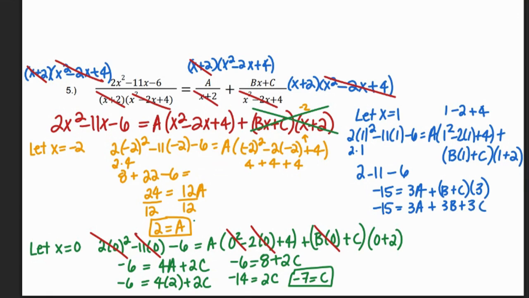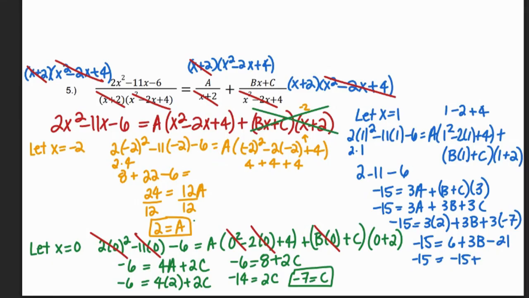If you want, you could divide everything by 3 to make the numbers easier, or you could just substitute in our values that we have for a and c. Let's just do that. So negative 15 equals 3 times 2. We don't know b yet. That's the one we're going to solve for now. Plus 3c, which is 3 times negative 7. So we have negative 15 equals 6 plus 3b minus 21. And if I do 6 minus 21, I get negative 15.